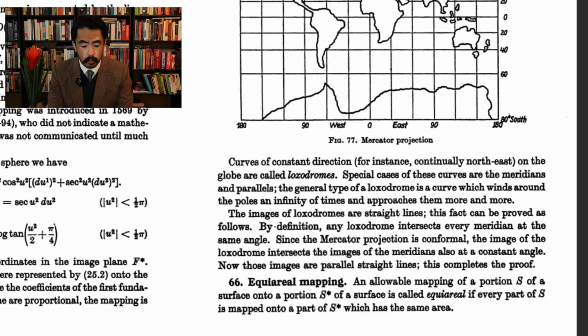But let's keep going. So yeah, like I said, we are now going to keep reading from Differential Geometry by Erwin Kreyszig. We are in section 66 in chapter 6 on page 208, equiareal mapping. An allowable mapping of a portion S of a surface onto a portion S star of a surface is called equiareal if every part of S is mapped onto a part of S star which has the same area.